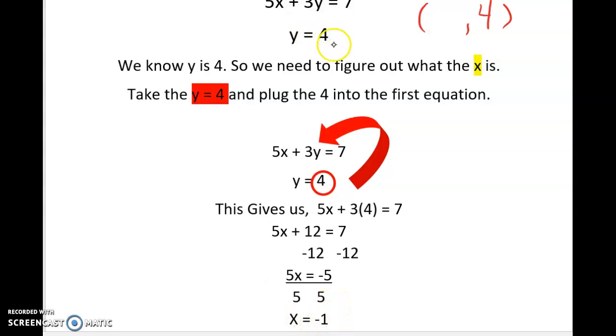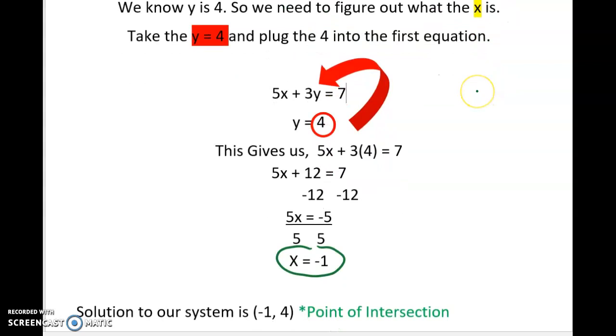We have a value for y. We have a value for x. So since we know that y is 4 here and x is negative 1 here, our solution is x is negative 1 and y is 4. So the solution to our system is negative 1, 4, which would be the point of intersection of those two lines. Okay, remember, every linear equation creates a straight line.